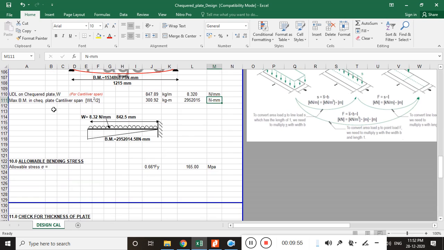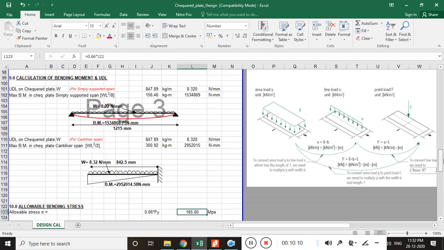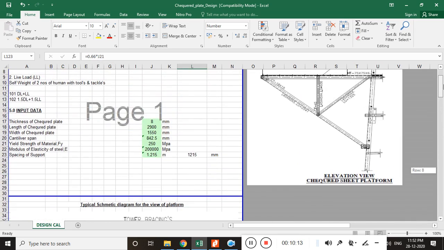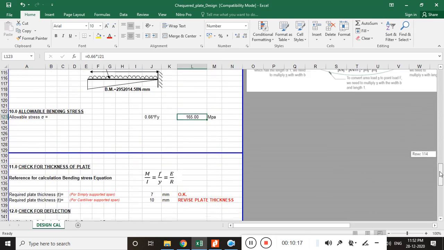And after the calculation of the UDL and the maximum bending moment, we have calculated the allowable bending stress. For the allowable bending stress, we have considered 0.66 times 250 MPa, which is the yield stress of the material. So what is this?